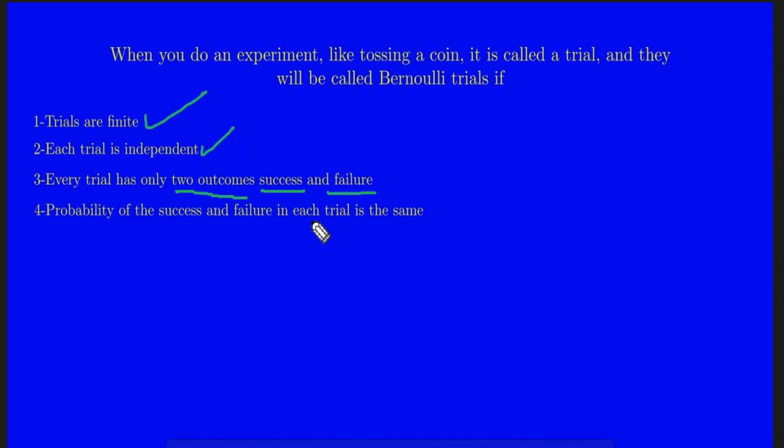Suppose you are rolling a dice. There are 6 outcomes actually, but you have to frame them in 2 outcomes only. So you can say numbers greater than 2 or numbers less than 2, or numbers greater than 4 or less than 4. So only 2 outcomes. And the probability of success and failure in each trial is the same. So if you are saying that the probability of success is half, it would be the same throughout the trials.